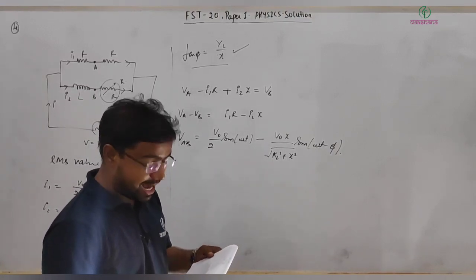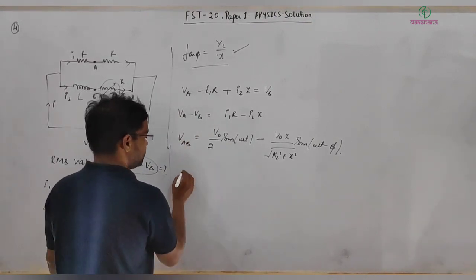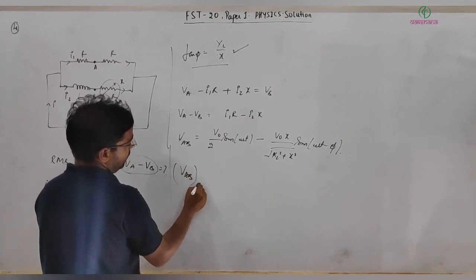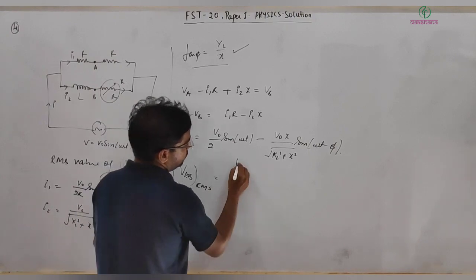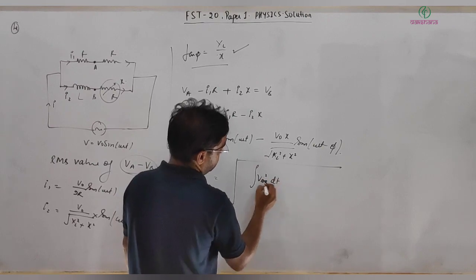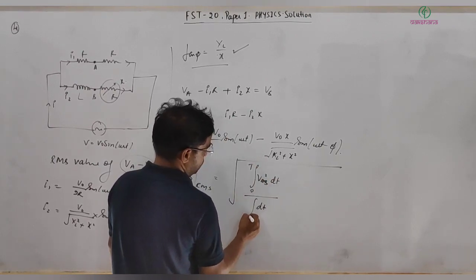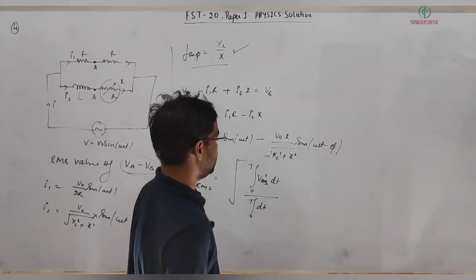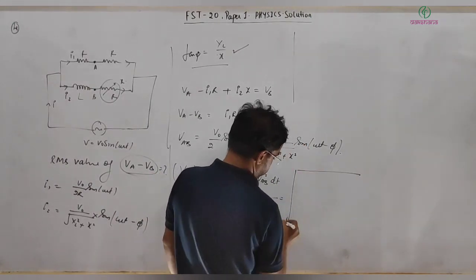Now it's talking about the RMS value, not about this value. So let's calculate its RMS value. VAB RMS is given by under root of the integral of VAB square into dt from 0 to T divided by the integral of dt from 0 to T. Now I need to substitute things here, then it will be equal to under root.